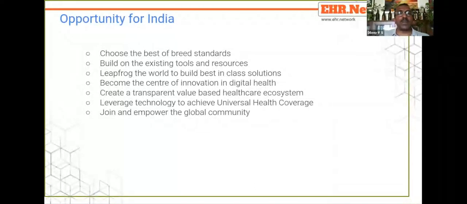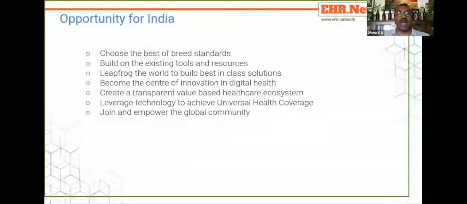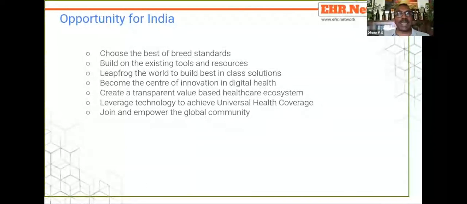They've been experimenting with it in Europe and the US, there's a lot of experimentation happening. A lot of tools have come out, and we should be able to pick and build on them. We don't have to start from ground zero again. With all this, we should be able to leapfrog the world to build best-in-class solutions that we can actually use in India and provide to the world.